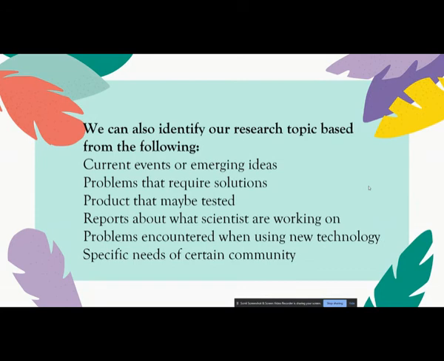We can also identify a research topic based on the following: the current events or emerging ideas, problems that require solution, product that may be tested, reports about what scientists are working on, problems encountered when using new technology, and specific needs for certain community.